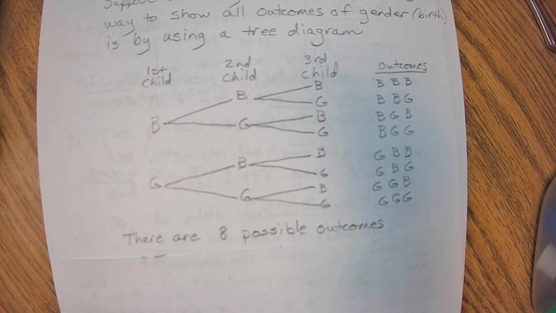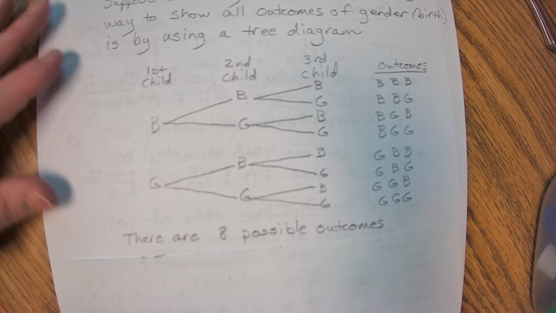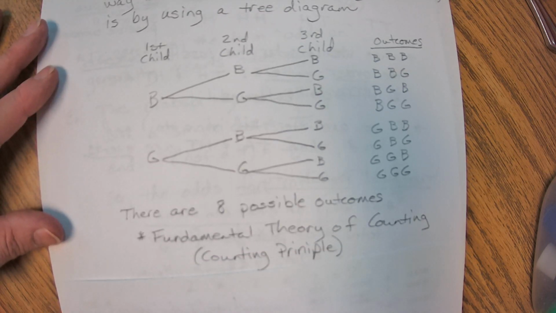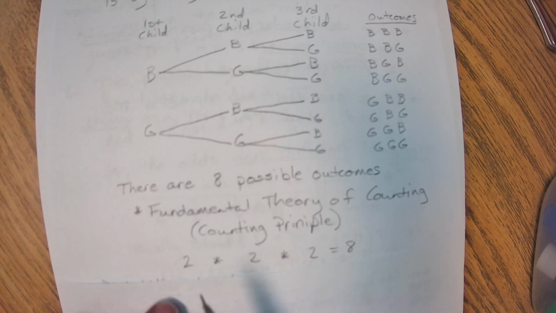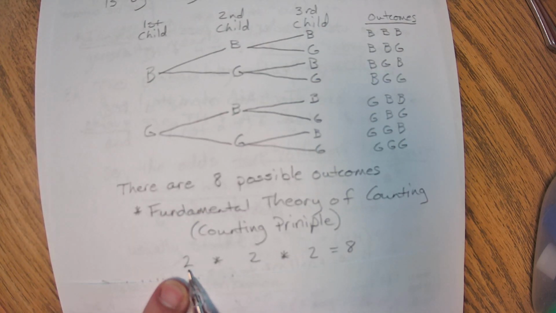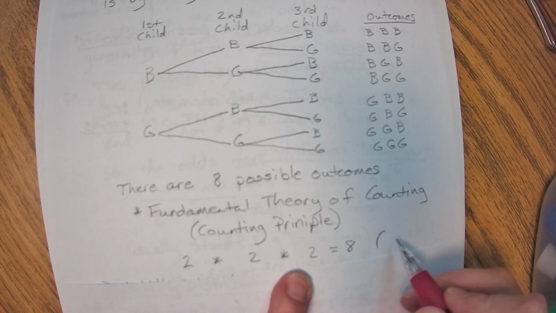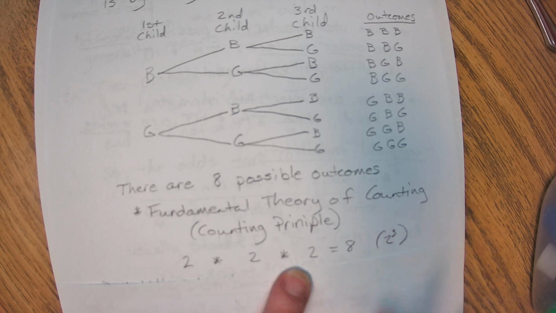We could have figured out that there were 8 possible outcomes without the tree diagram, though, from the counting principle, also known as the fundamental theorem of counting. So there are 2 possibilities on the first birth, 2 possibilities on the second birth, 2 possibilities on the third birth, and you just multiply those together. So in other words, 2 to the third, which is 8.